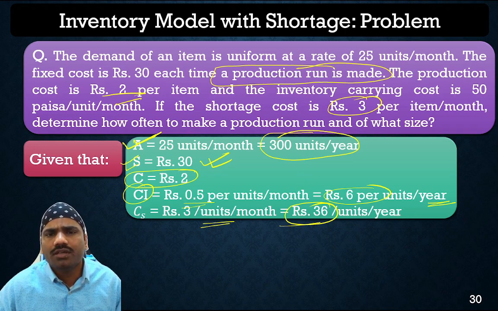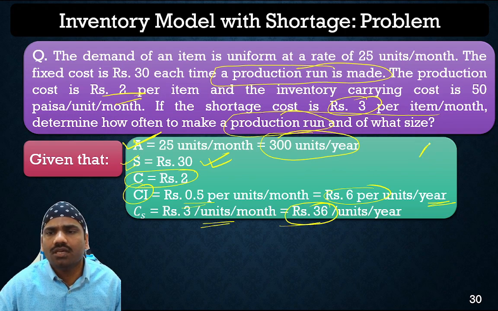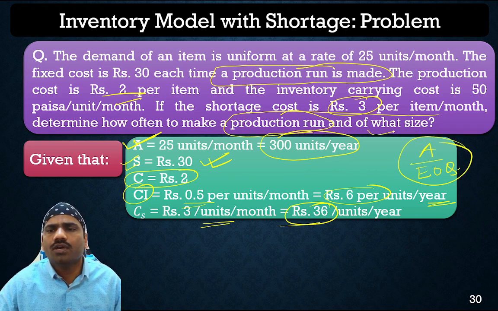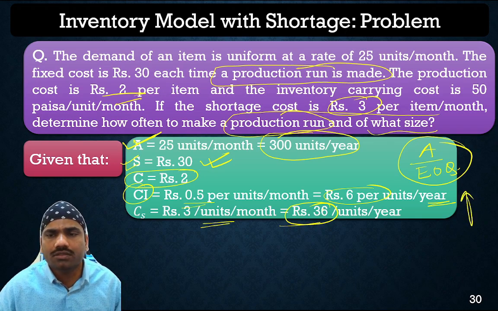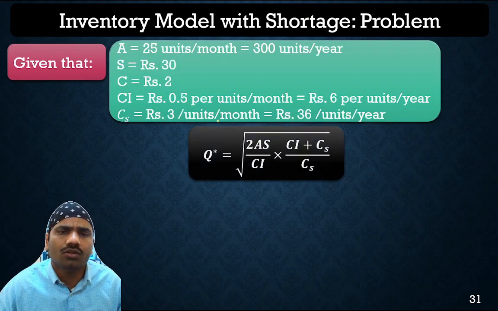So we have to determine how often to run a production and of what size. So we have to find the number of production runs, meaning A by EOQ, and of what size. We will find the number of production runs and the size. So first we will find the economic order quantity.